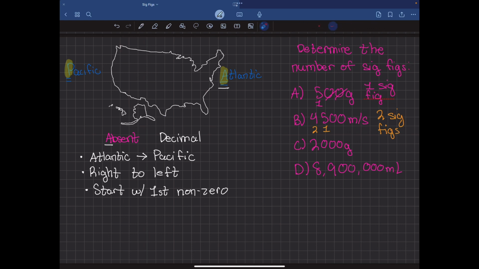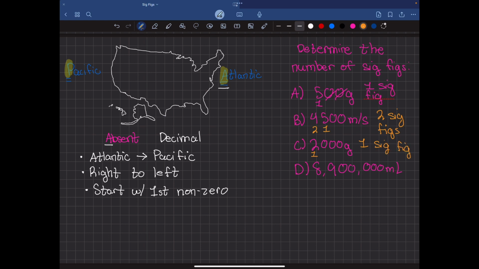Perfect. All right, next example. Same thing, 2,000 grams. Remember, I don't see any decimals, so that means a decimal is absent. Absent, A, Atlantic. I'm reading from Atlantic to the Pacific, from right to left. Let's start. 0, that's a 0 digit, doesn't count. Next one, 0, does not count. Another 0 does not count. Here we are. This is our first non-zero digit, and that does count. So in 2,000 grams, we have 1 sig fig.